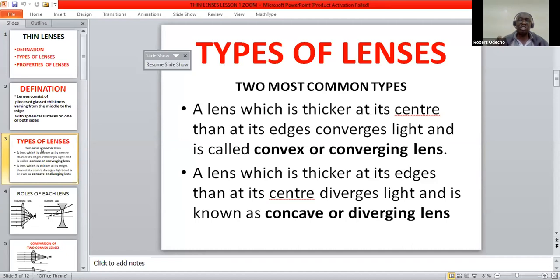It is important to finish with the word lens. Why? In curved mirrors, we also have convex and concave. In mirrors, it is a concave mirror that converges, whereas a convex mirror diverges. So it is important to address lens and mirror. A convex lens converges. A concave lens diverges.